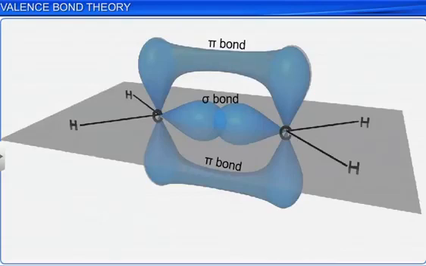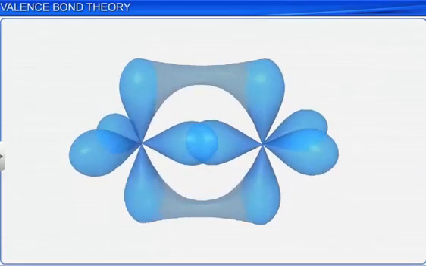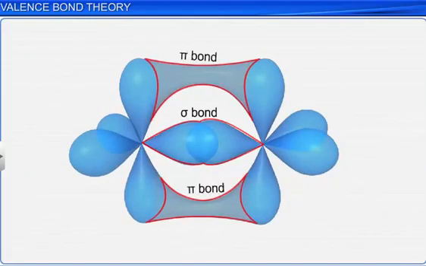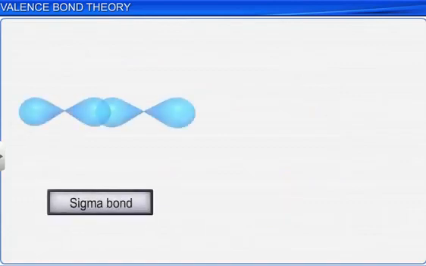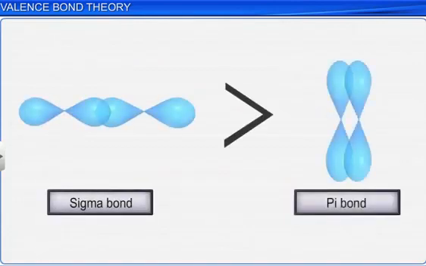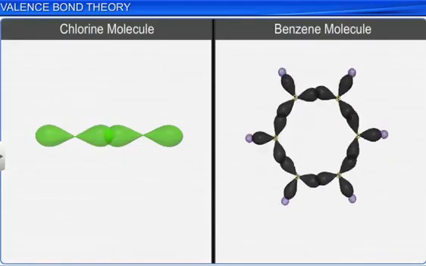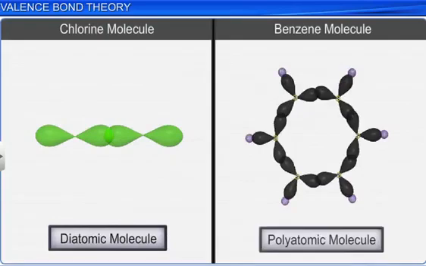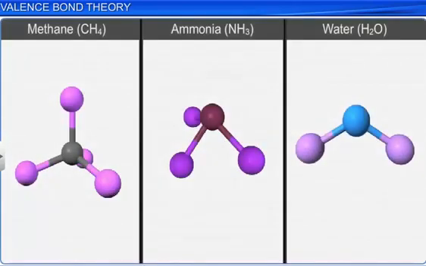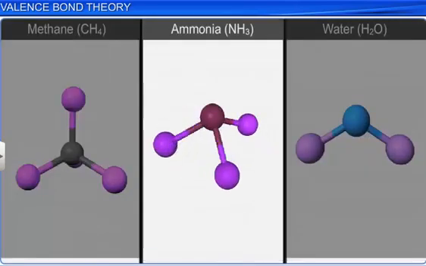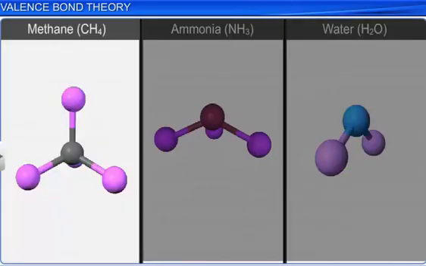The overlapping of orbitals extends to a larger area in sigma bonds than in pi bonds. Therefore, sigma bonds are stronger than pi bonds. The overlap criterion of orbitals applies equally to both diatomic molecules and polyatomic molecules. However, the valence bond theory fails to determine the actual shapes of polyatomic molecules, such as methane, ammonia, and water, which are tetrahedral, pyramidal, and bent respectively.